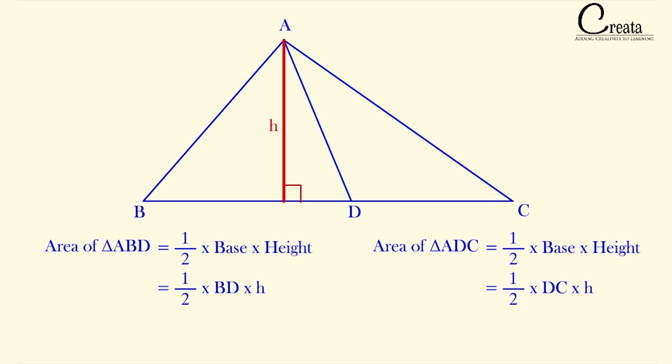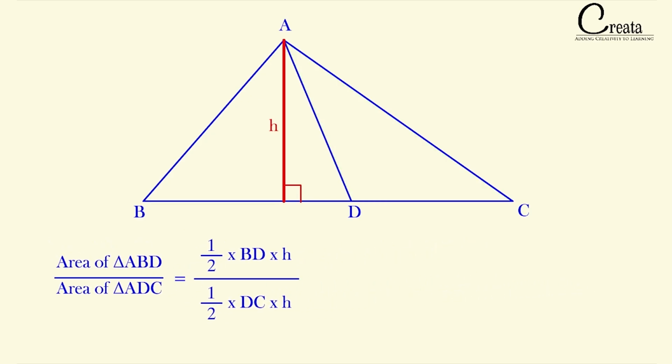If we divide the area of triangle ABD by the area of triangle ADC, we get half into BD into H upon half into DC into H. Half and H will cancel out. We will remain with BD by DC. It means that the ratio of the areas of two triangles with the same height is equal to the ratio of their bases. If we assume BD as A and DC as B, that is the ratio of BD and DC is A is to B, then we can say the ratio of the areas of both of these triangles will be A is to B.